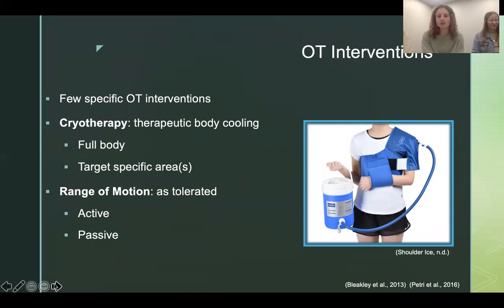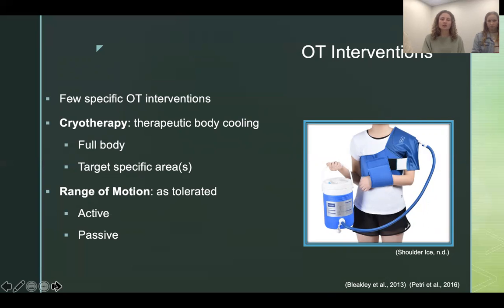Due to the newness of occupational therapy and still trying to make itself as a field as a whole, there are a few specific OT interventions that have been looked at in regards to the AC joint. One that they can use though is cryotherapy, which is a body therapeutic cooling. There are 2 types of cryotherapy, one which is a full body where someone sits in a whole tub of cold water set at a certain temperature.